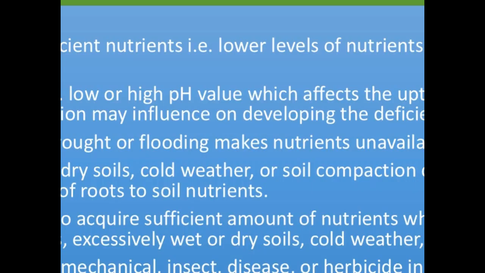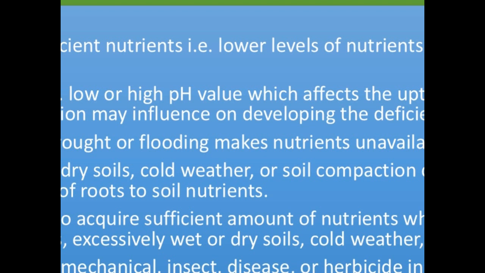Possible causes of nutrient deficiencies in crop plants. Number one, the presence of insufficient nutrients, that is a lower level of nutrients, low fertility status of the soil. Adverse soil pH, that is low or high pH value, which affects the uptake of nutrients. The physical condition may influence developing the deficiency symptoms. Water stress, that is drought or flooding, makes nutrients unavailable to the plants.